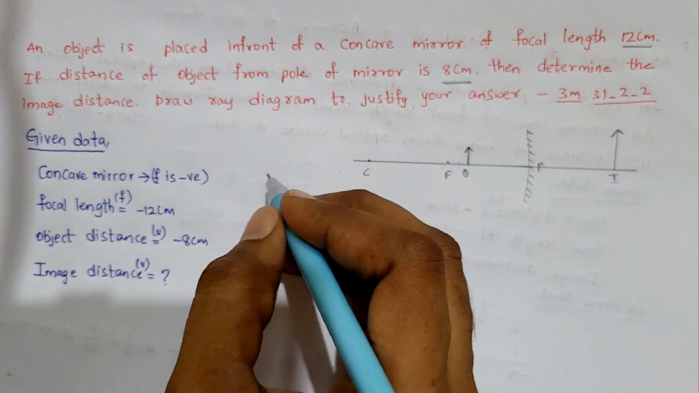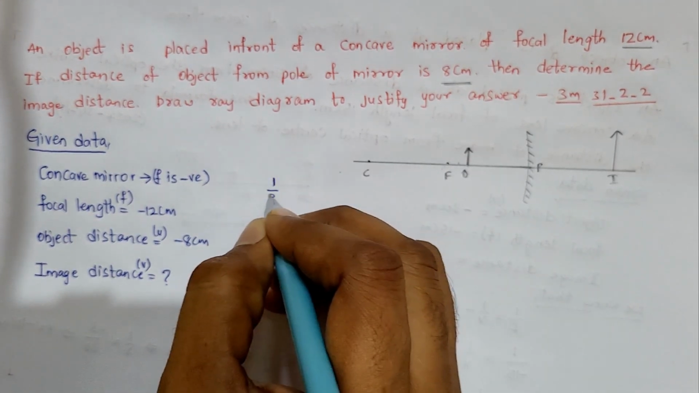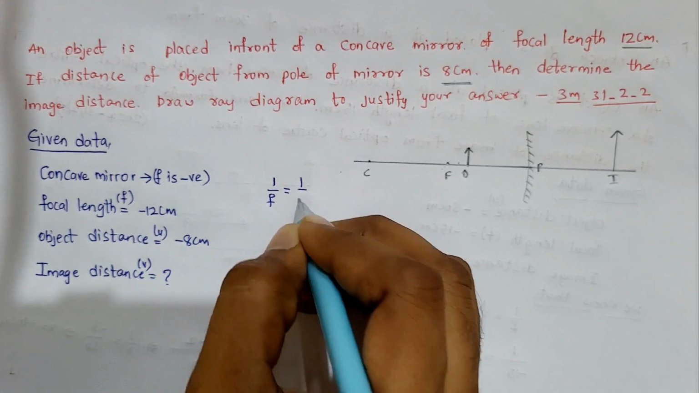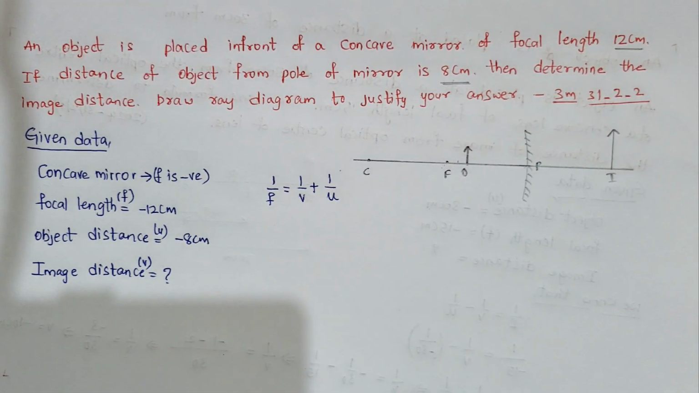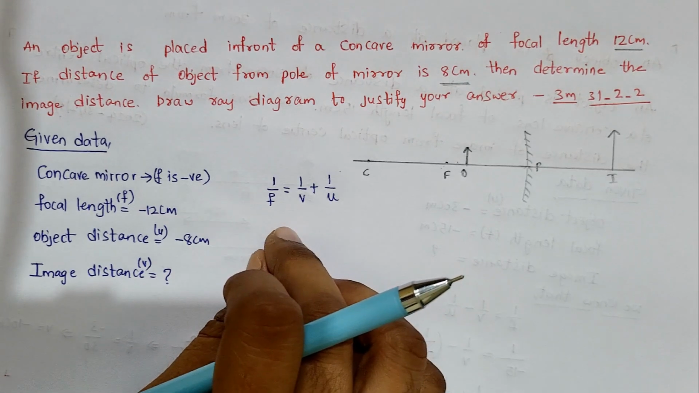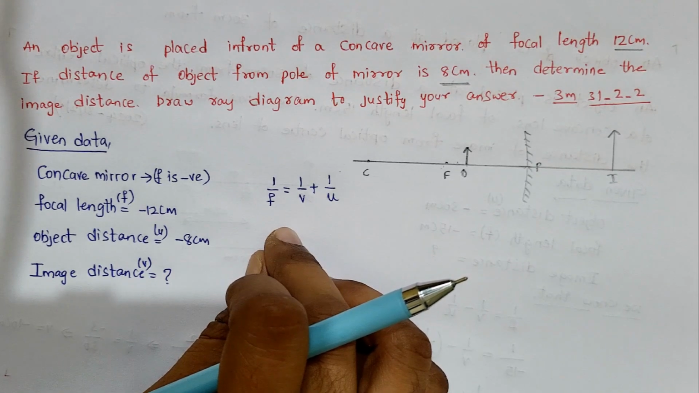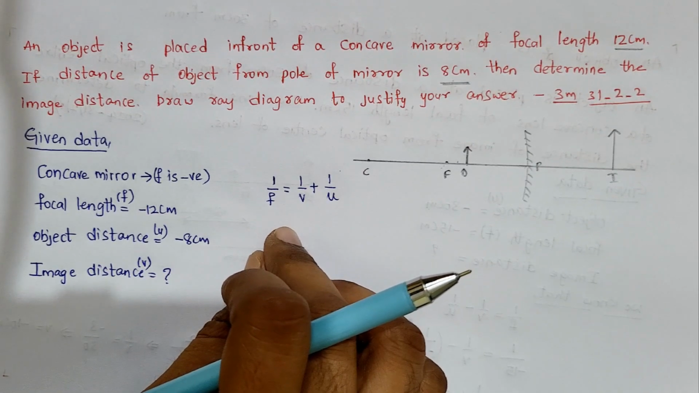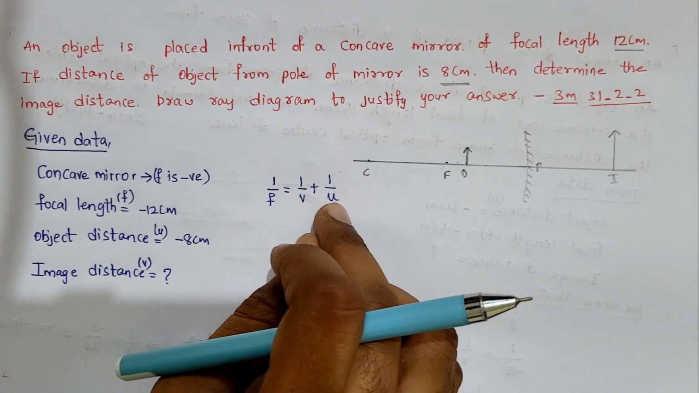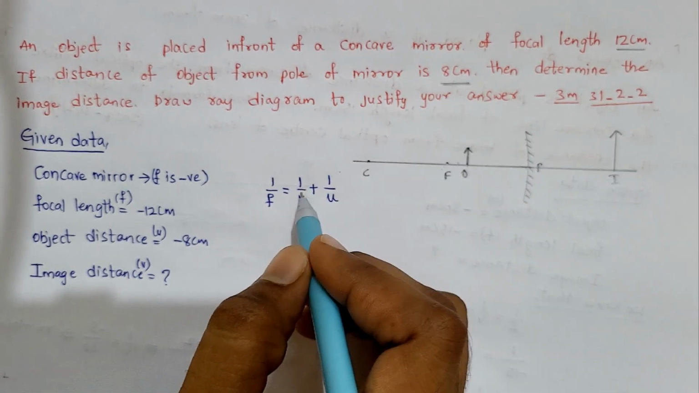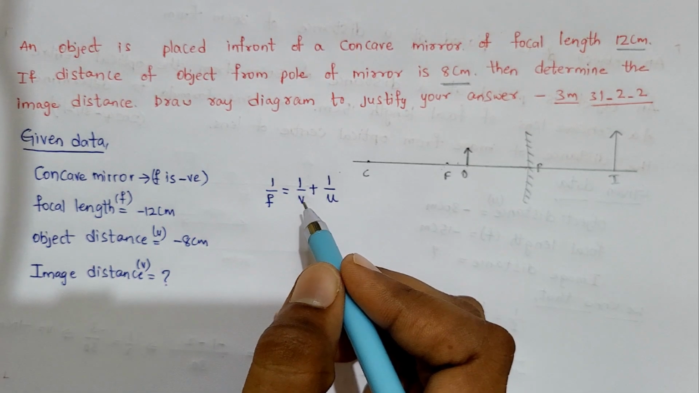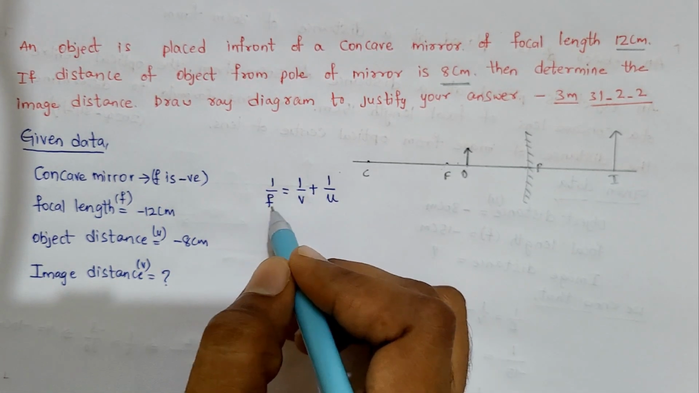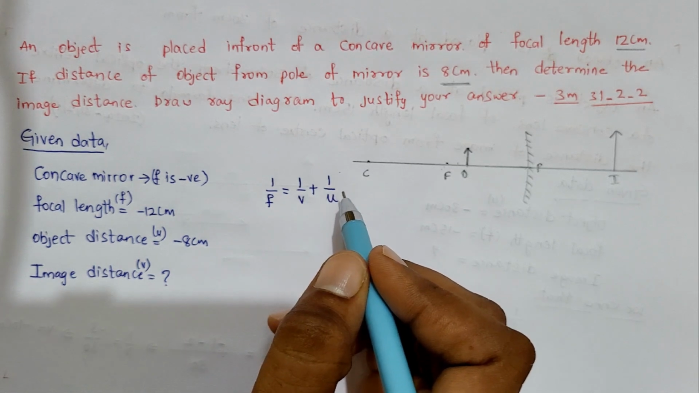So let us use the mirror formula. Mirror formula is 1 by f is equal to 1 by v plus 1 by u. I suggest all children to remember the mirror formula as 1 by f is equal to 1 by v plus 1 by u only, not as 1 by f is equal to 1 by u plus 1 by v. Why? Because if you remember it as 1 by v plus 1 by u and change the polarity, the lens formula will come. So that's why I suggest remembering the mirror formula as 1 by f is equal to 1 by v plus 1 by u only.